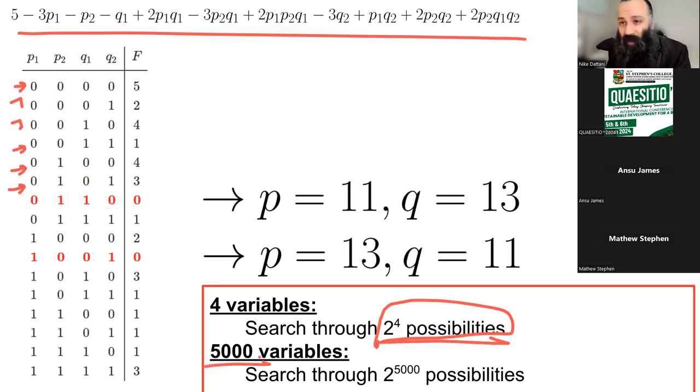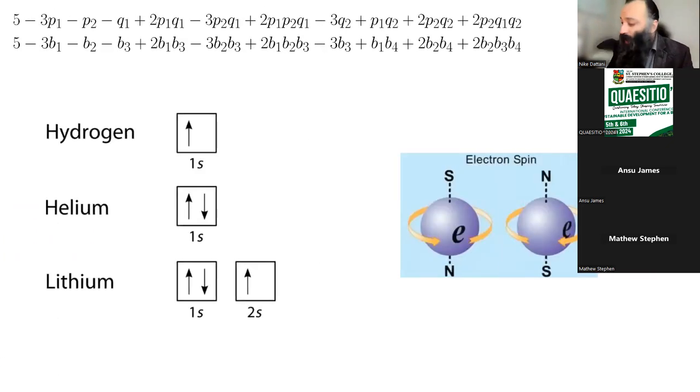If I had 5,000 variables, if I wanted to factor RSA 230, a huge number, then we would be searching through 2 to the 5,000 different possibilities and finding which one is the lowest, where is the minimum zero? It's here. If we're searching through 2 to the 5,000 possibilities, it's not sustainable. However, if we make a quantum computer, I'm going to take you back to high school chemistry.